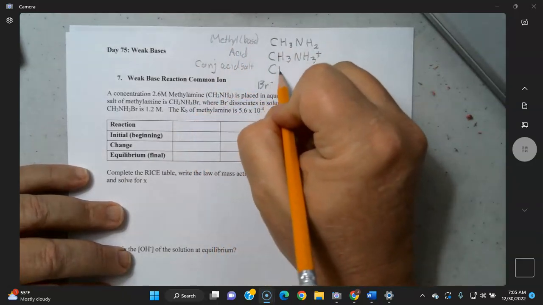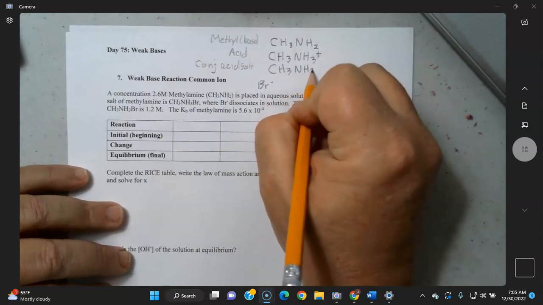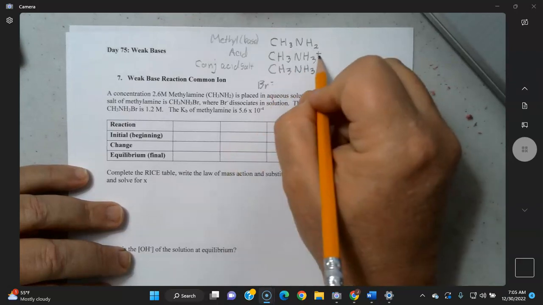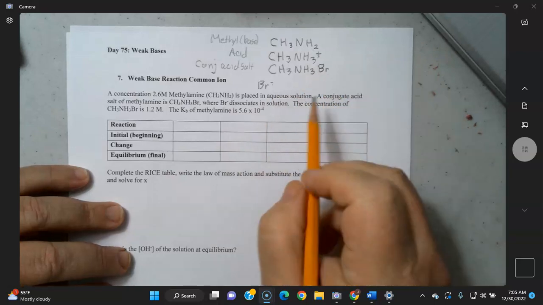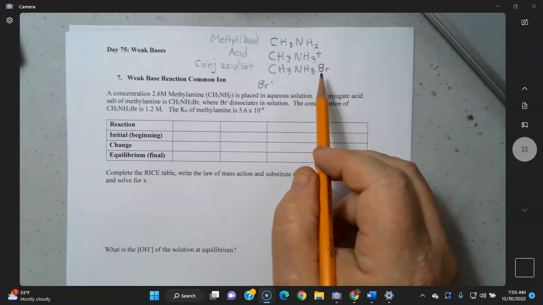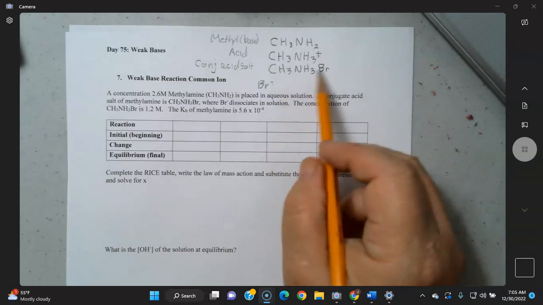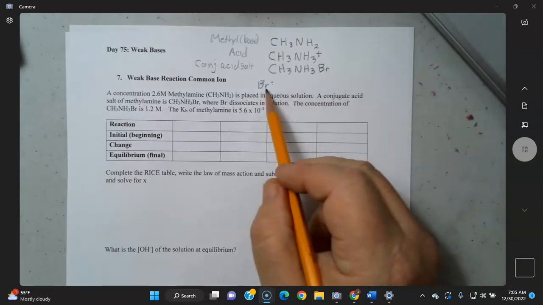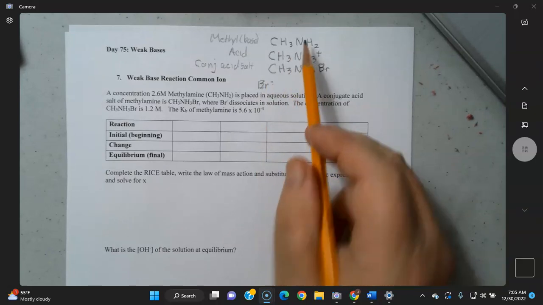So it's going to become CH3NH3 plus, Br minus. And if your solubility rules say bromine will dissociate with anything except mercury, lead, and silver, and this is not one of those three, so it will dissociate. So when this gets into water, the Br will come off, become a spectator, and then what you'll have is your conjugate acid of methylamine.